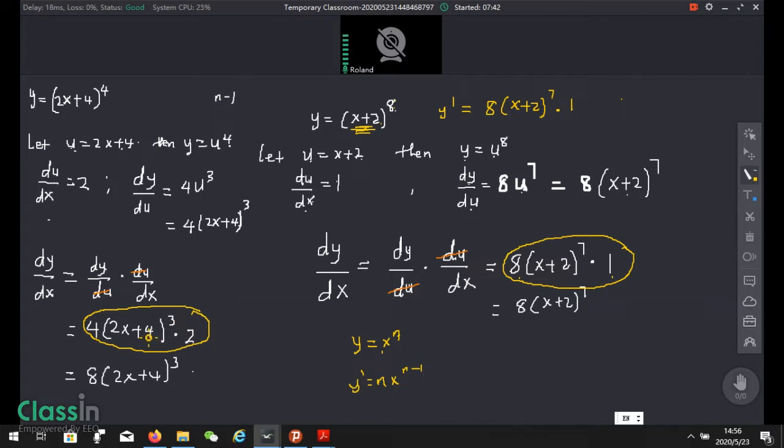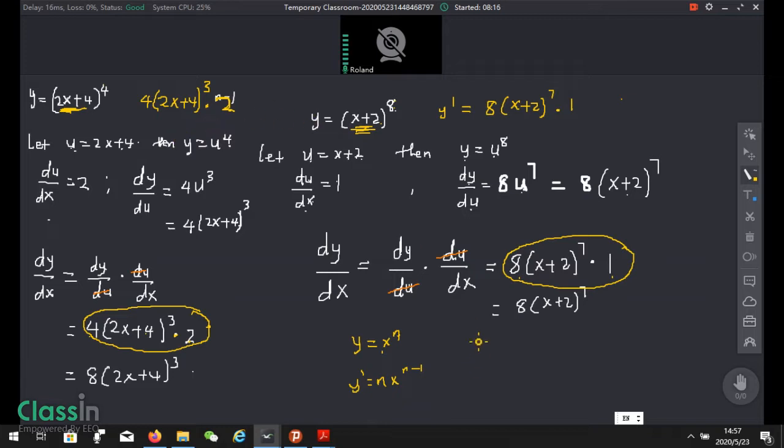The same thing applies here. We look at this one from here. We can see that this is 4. The power is 4. So it's 4 multiplied by this element, which is 2x plus 4. And this is 3. That is 4 minus 1. So reduced by 1. Multiplied by 2. That is multiplied by the derivative of the expression in the bracket. If we differentiate 2x plus 4, we have 2.